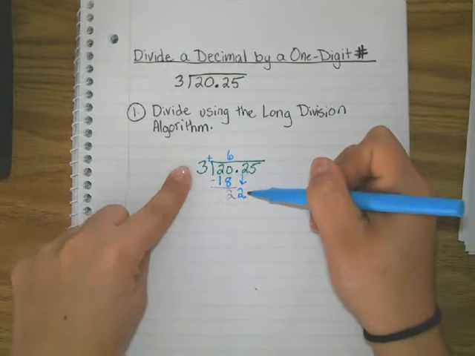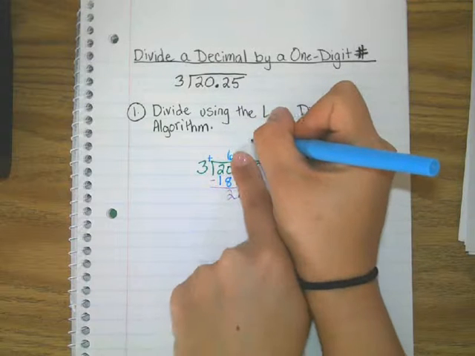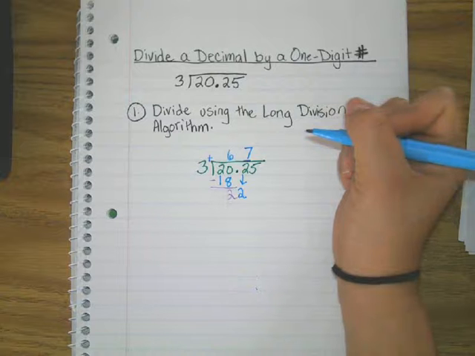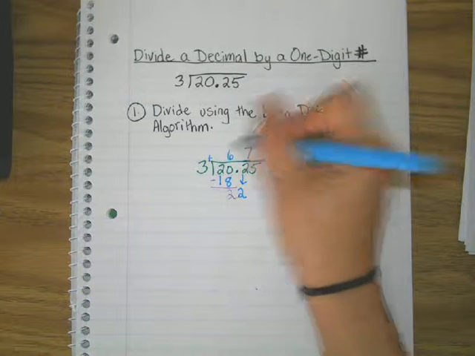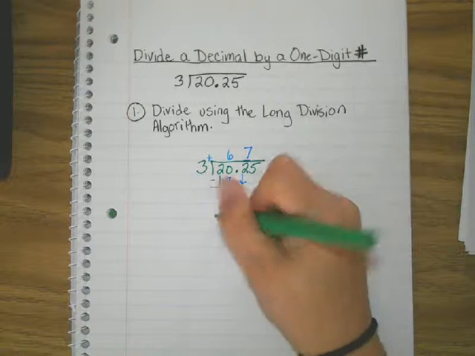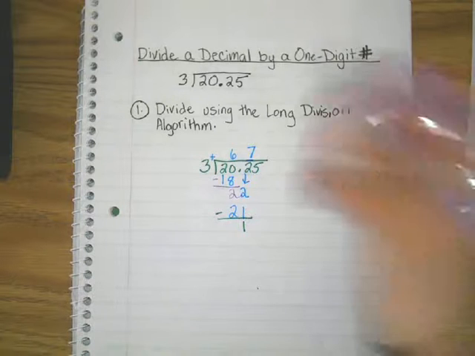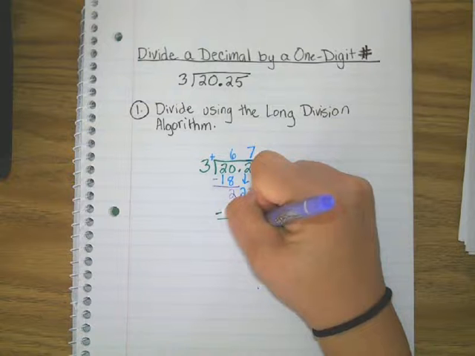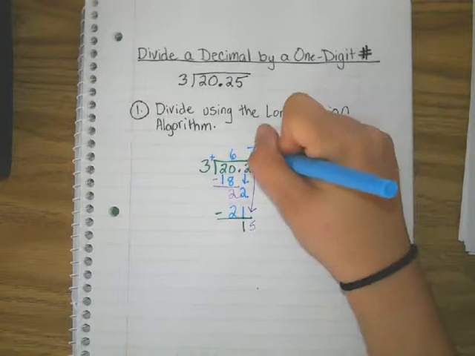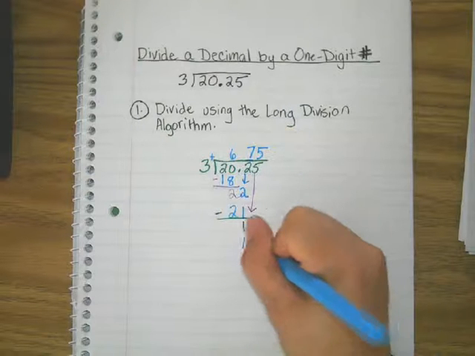Okay, so the 6 is over the 0, so I'm going to put the 7 over the 2, my next spot. So divide, multiply with 7 times 3. 21. Then I subtract. 22 minus 21 is 1. And bring down the 5. Repeat or remainder? Repeat. Okay, 3 goes into 15. 5. See how I have one spot? Put that 5 right over the 5. Multiply. 5 times 3. 15. And then what do I do? Subtract. What is 15 minus 15? 0. Okay. So, my first step was to divide using the long division algorithm.